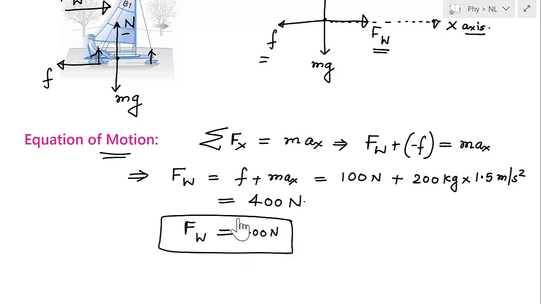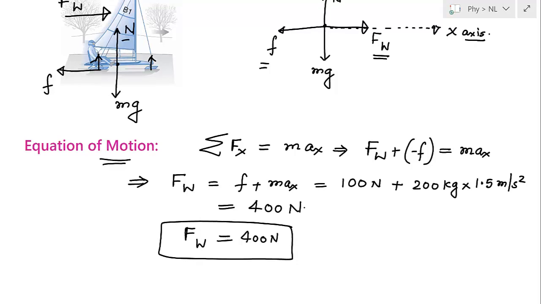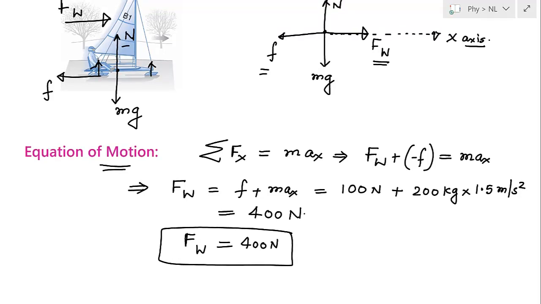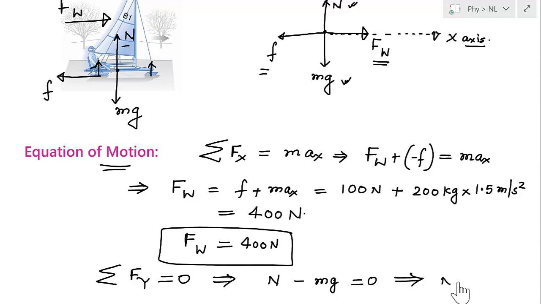You can also find the normal reaction if you consider the equation in the y direction. In the y direction there is no movement, there is no acceleration. So we can say the summation of all the forces along the y direction equals 0. This means in the y direction the normal force N is acting, and mg is acting in the downward direction, so N minus mg equals 0. So this gives you N equals mg.